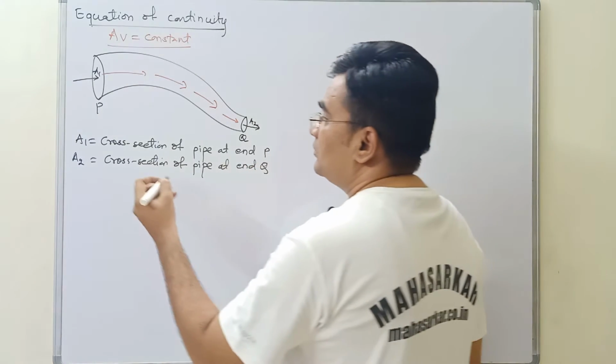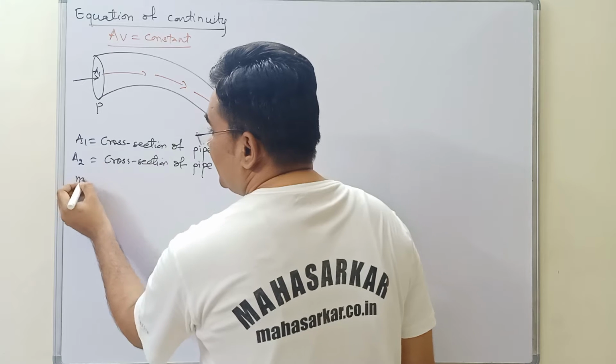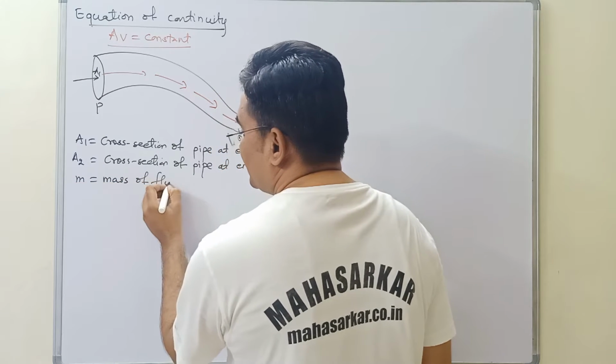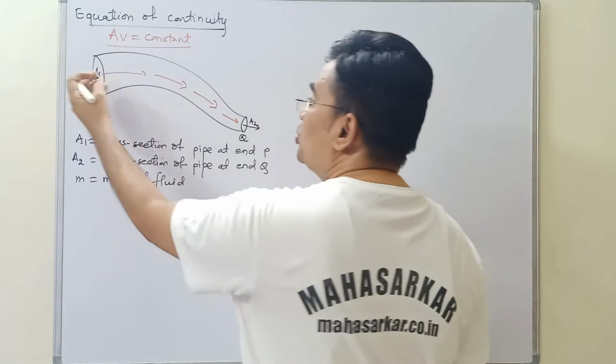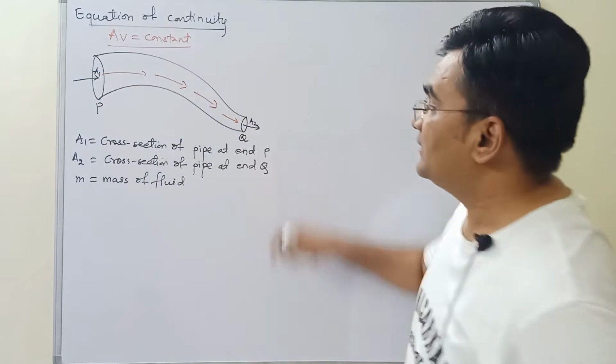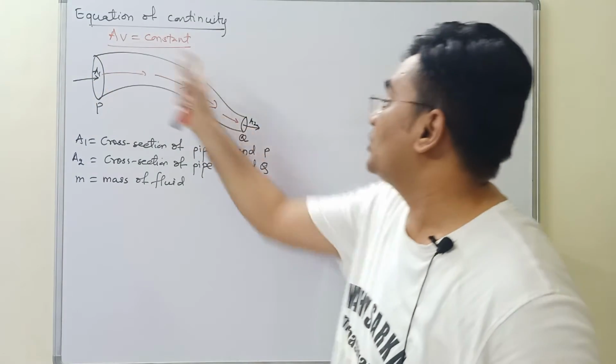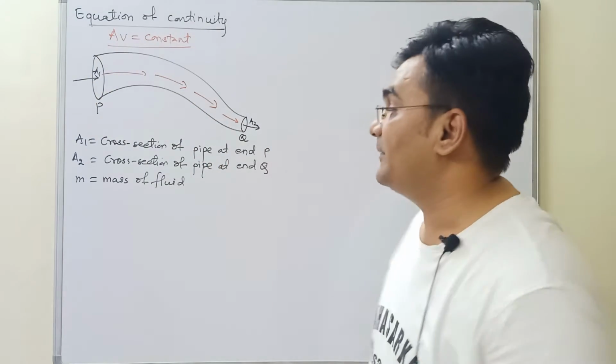Now say M be the mass of fluid that enters through A1 and that gets exit through A2. जेवढं मास एंटर होणार आहे तेवढंच काय होणार आहे, एक्झिट सुद्धा होणार आहे.